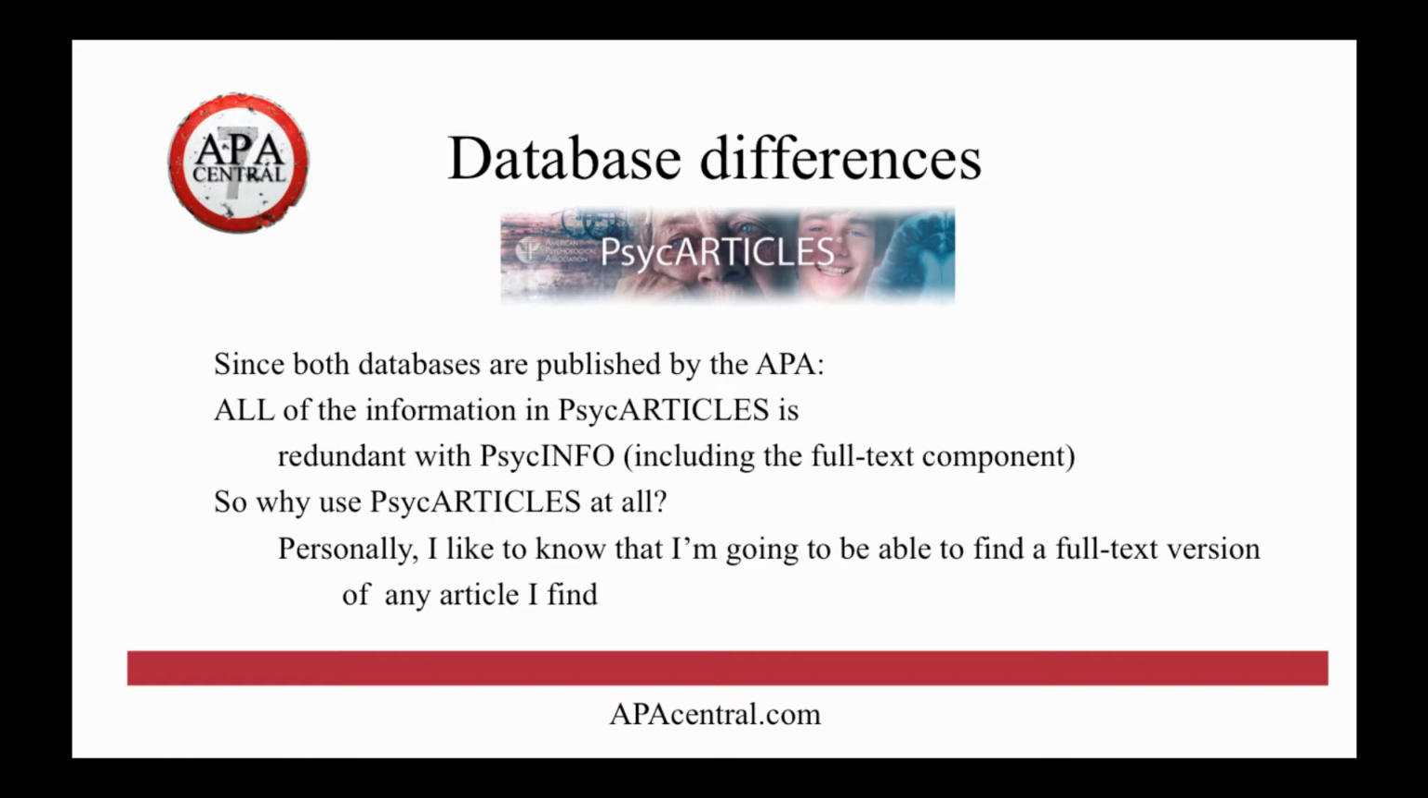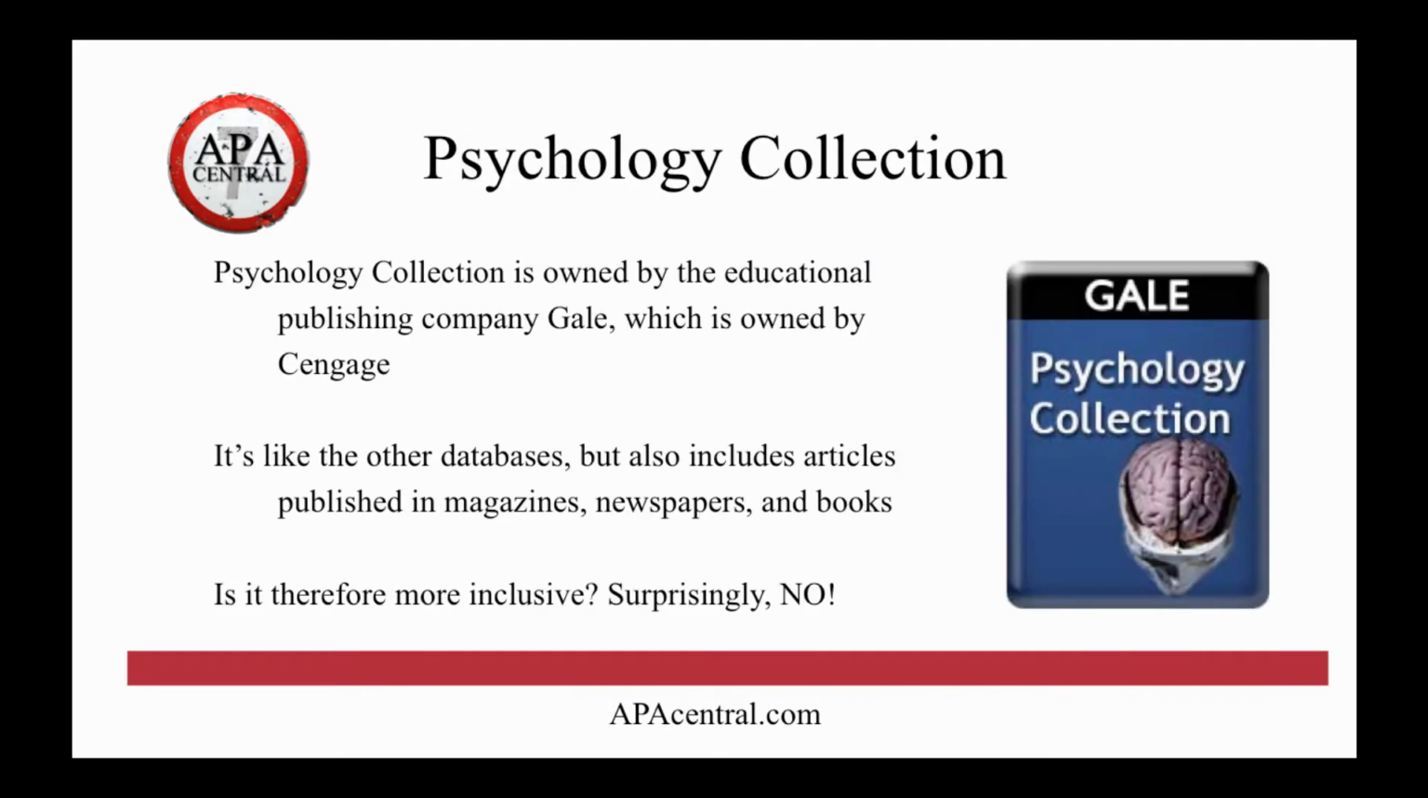So the differences aren't very large because they're both published by the APA. All of the information in PsycARTICLES is redundant with what you would find in PsycINFO, including the full text component, so you can get the full article. So why should you use PsycARTICLES at all? Personally, I like to know what I'm going to be able to find, when I'm going to be able to find a full text version of an article. And so I usually start my search with PsycARTICLES and then move on to other things from there. But your mileage may vary. You can choose to do how you like.